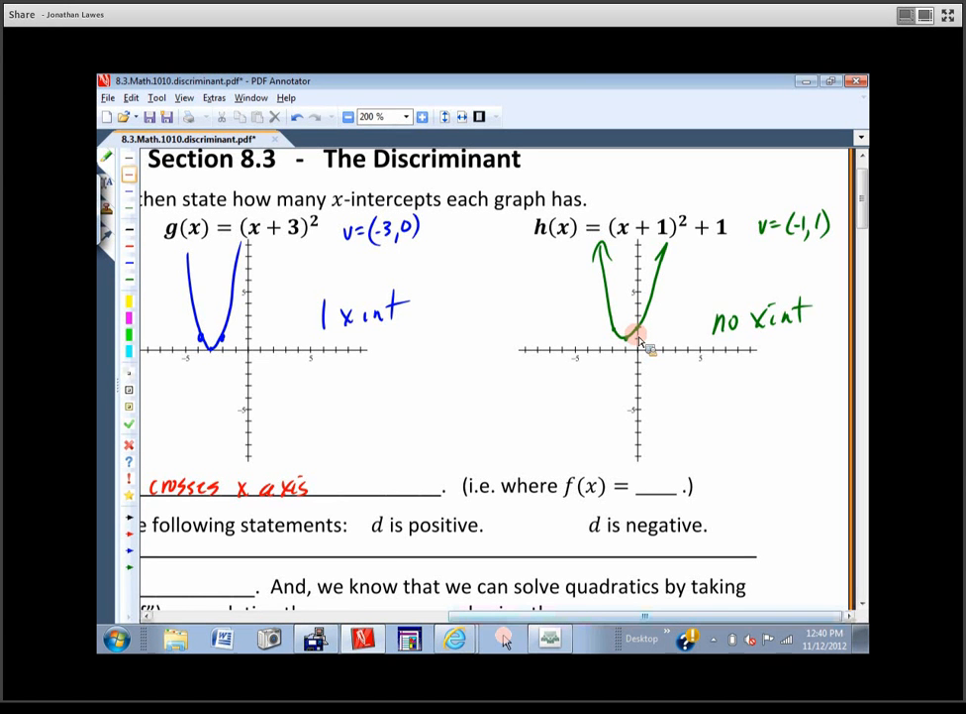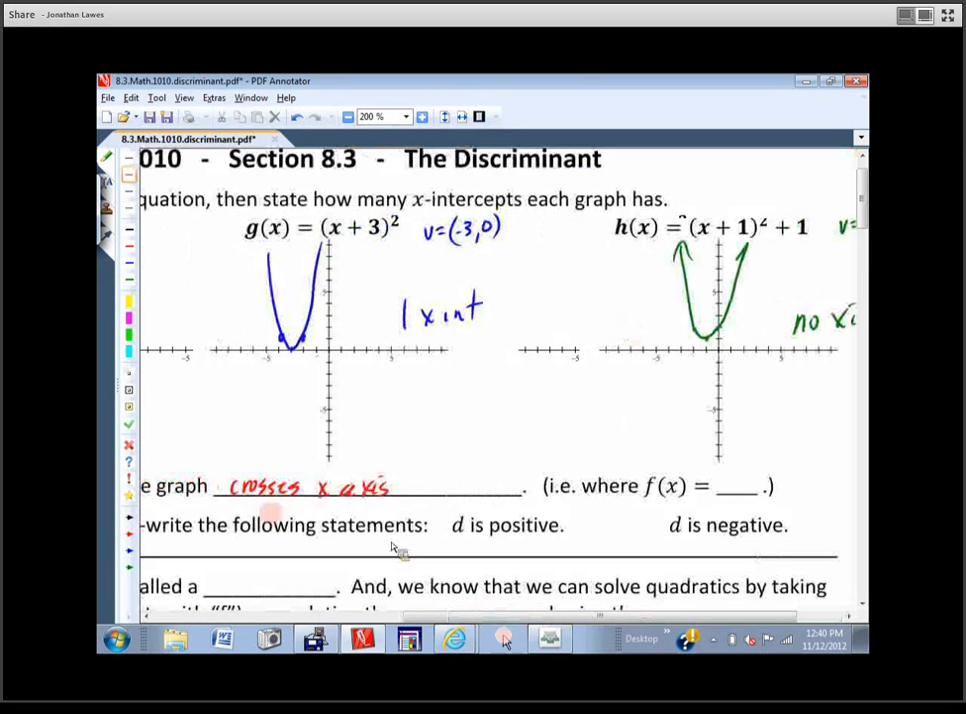Okay, now, another way to describe where we've got x-intercepts, or that an x-intercept is where it crosses the x-axis, would be where the function equals what? Where the function value is 0. In other words, remember, f(x) is the same as y. If the y coordinate is 0, it's on the x-axis. Okay? All right.